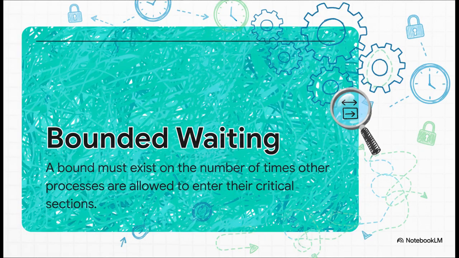And finally, rule number 3 is all about fairness. It's called bounded waiting. This just means there has to be a limit to how many other processes can cut in line in front of you while you're waiting. It guarantees that if you ask to enter, you will eventually get your turn. This prevents any single process from starving because it's stuck waiting forever.